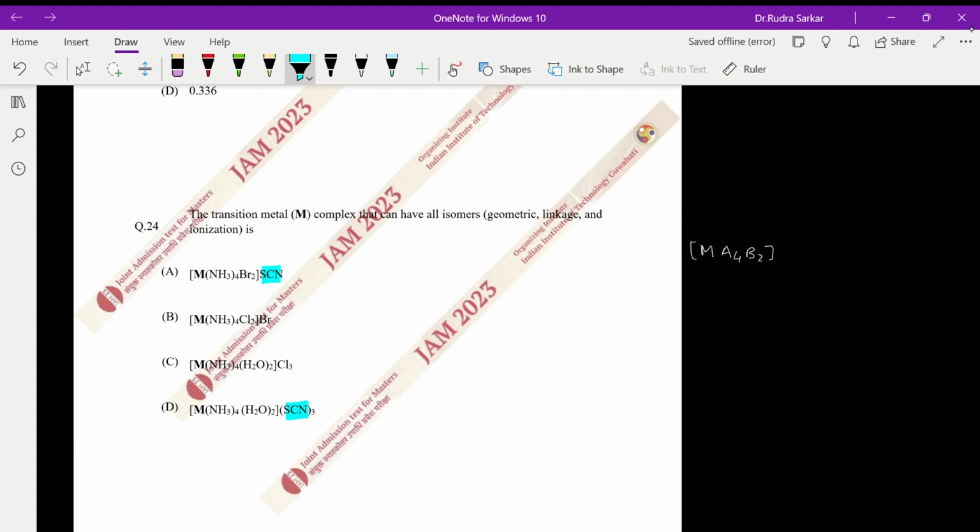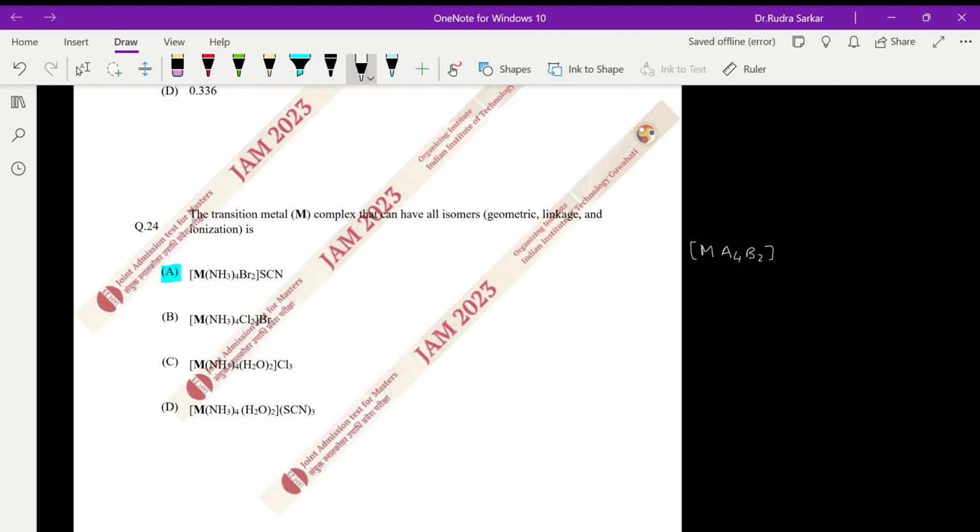As we can see in D, the ligands that are inside are neutral and there are no ions over here. Neither NH3 nor H2O are ions. So obviously the option that should be showing three types of isomerism is going to be A. So that is the logic behind it. Now I'm going to go for the full solution of this.